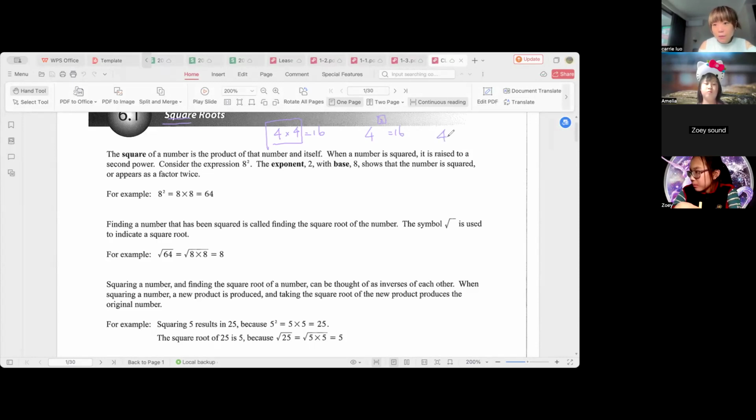When we say the third power, it is 4 cubed. So this is the third power. Get it, Amelia? Okay, consider the expression 8 squared, which is 8 times itself, which is 64.